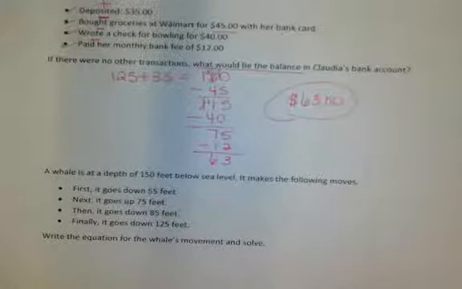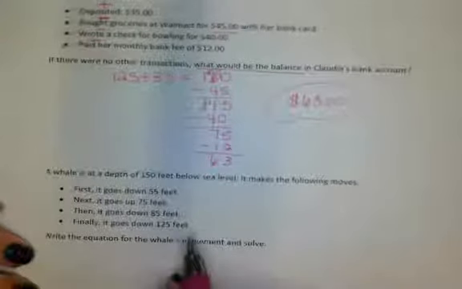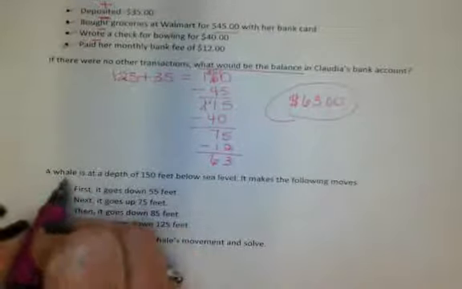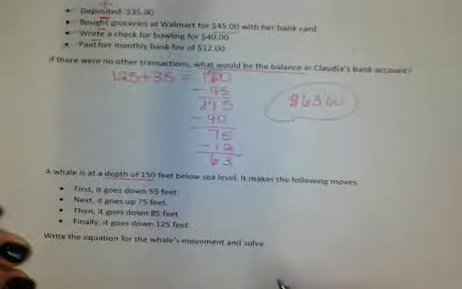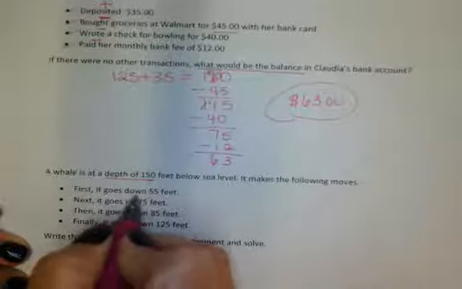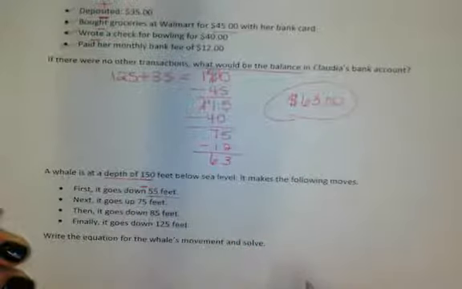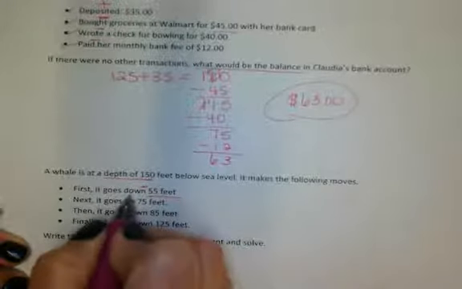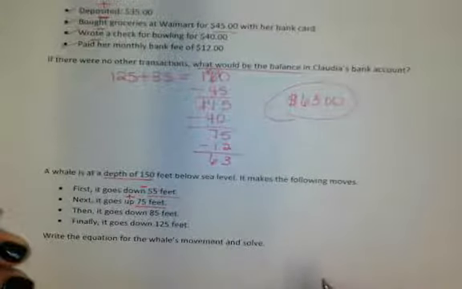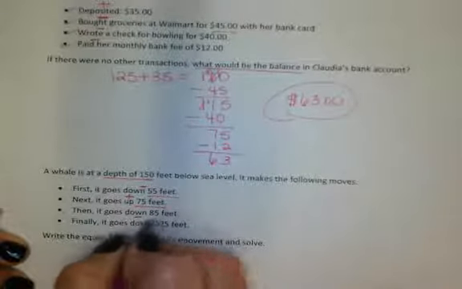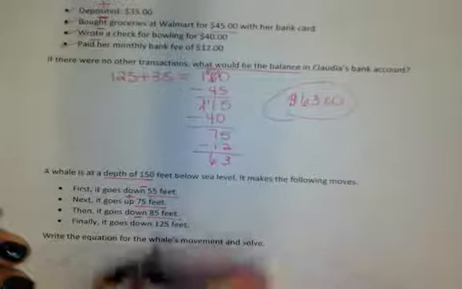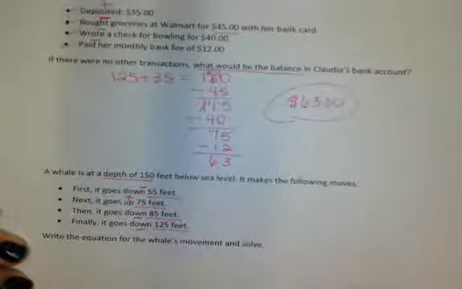Okay, so we are going to write the equation first, and then we'll solve the equation. Guys, an equation is just an expression of numbers with an equal sign in it, okay? So let's begin with what's important. A well had a depth of 150. That's important because we need to know where we started. And then it went down. To me, down would be negative, so negative 55 feet. And then it went up. To me, up would be positive 75 feet. And then down would be negative, that's 85 feet. And then down again would be negative, that's 125 feet.